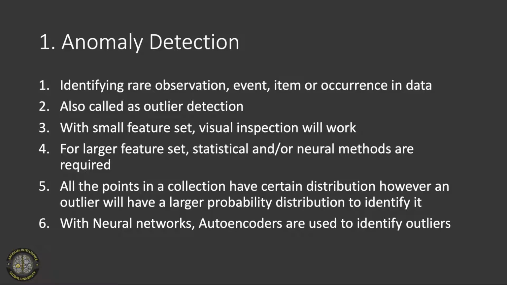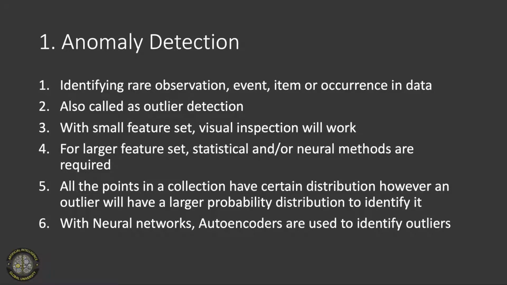If we look into neural networks, autoencoders are a very popular way to identify outliers. We will be looking into autoencoders in much more detail in a subsequent part when we are talking about the 10 things in AI, so I will not talk a lot about them here.